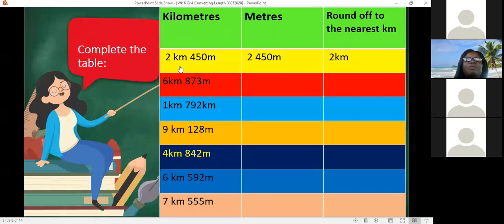The first one is 2 kilometers, 450 meters, and in meters we write it as 2,450 meters. If we round it off to the nearest kilometer, the answer is 2 kilometers. I've done the first one for you. Now I want someone to do the next one, and someone and someone like that. If we do it like that, we are going to finish earlier. I'm just going to put this here so that I'm able to see.